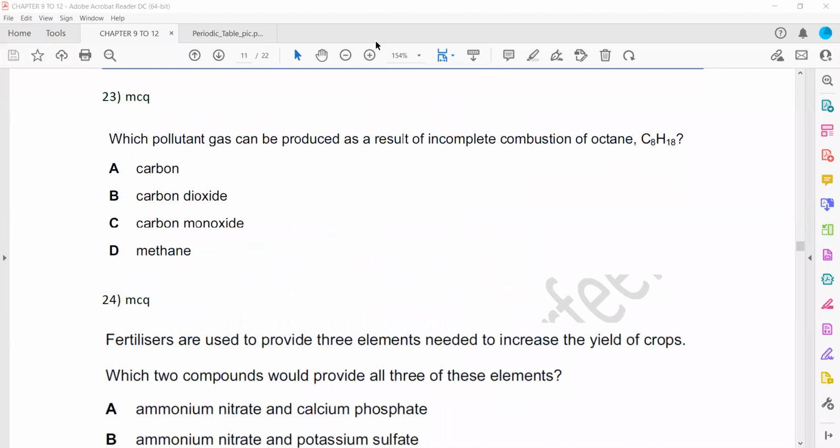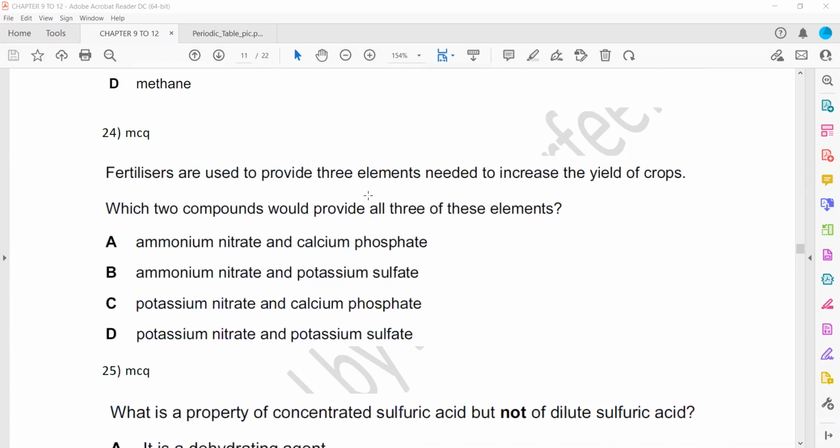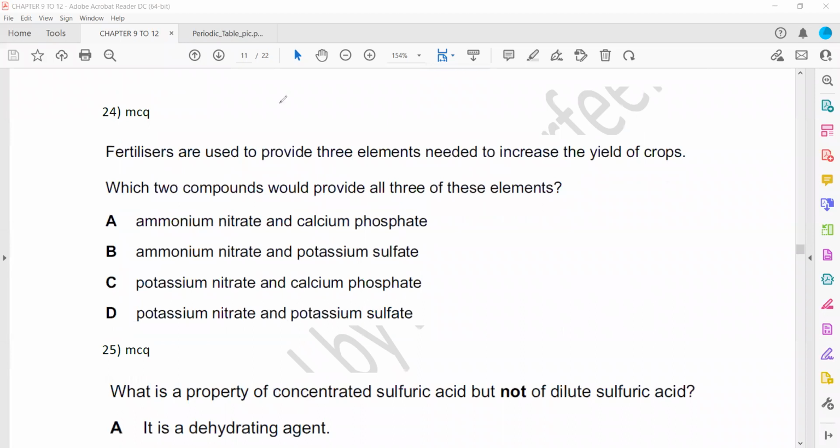In question 23, which pollutant gas can be produced as a result of incomplete combustion? Whenever the term is incomplete combustion, that is always carbon monoxide, because carbon dioxide is produced by complete burning or combustion of the compound hydrocarbons or even carbon-containing fuels.